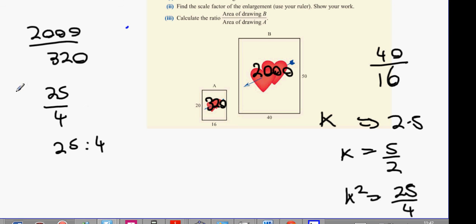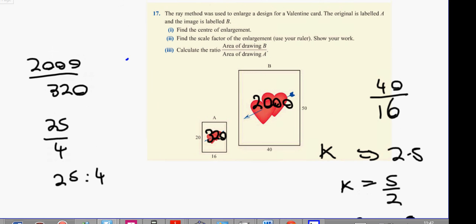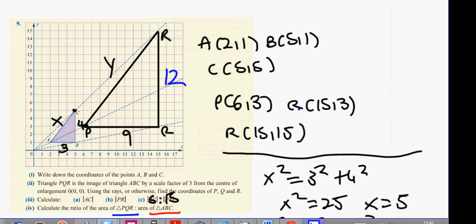Okay? Alright guys, last one of today, is it? 17. Was there anything after 17?